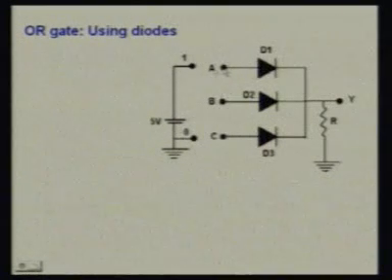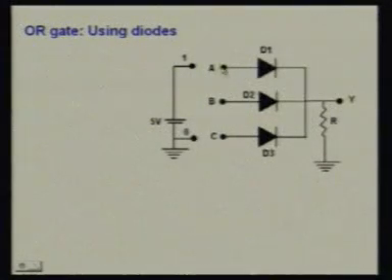If all the switches are connected to zero state, meaning all the inputs A, B, C are 0, then what will happen? D1, D2 and D3 will be in off condition, no current will flow through the circuit, and we will not get any voltage drop across this resistance R, so the output will be low.